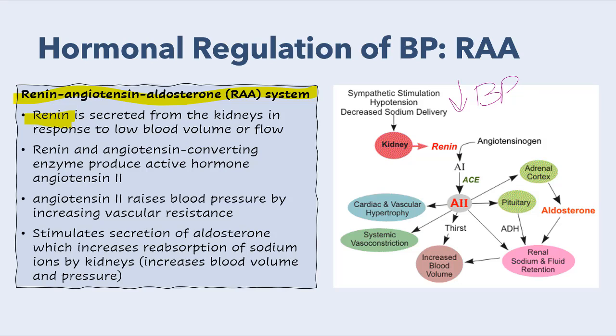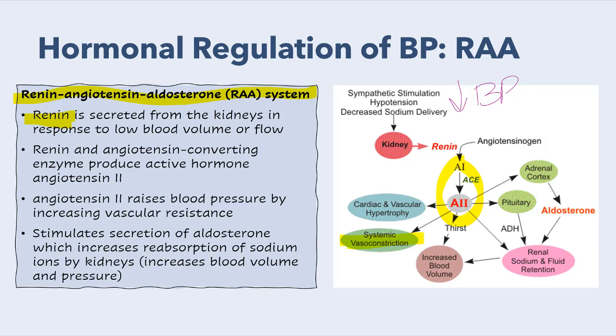And once it's secreted, it's going to cause the conversion of another enzyme called angiotensinogen. It's going to convert it into angiotensin 1. Once we have angiotensin 1, we have another enzyme that will convert it into angiotensin 2. Angiotensin 2 has a bunch of effects. The ones we're interested in is that it increases the resistance of the vascular system, so it's going to cause vasoconstriction, and when we see constriction, we see the resistance go up, so will the blood pressure.